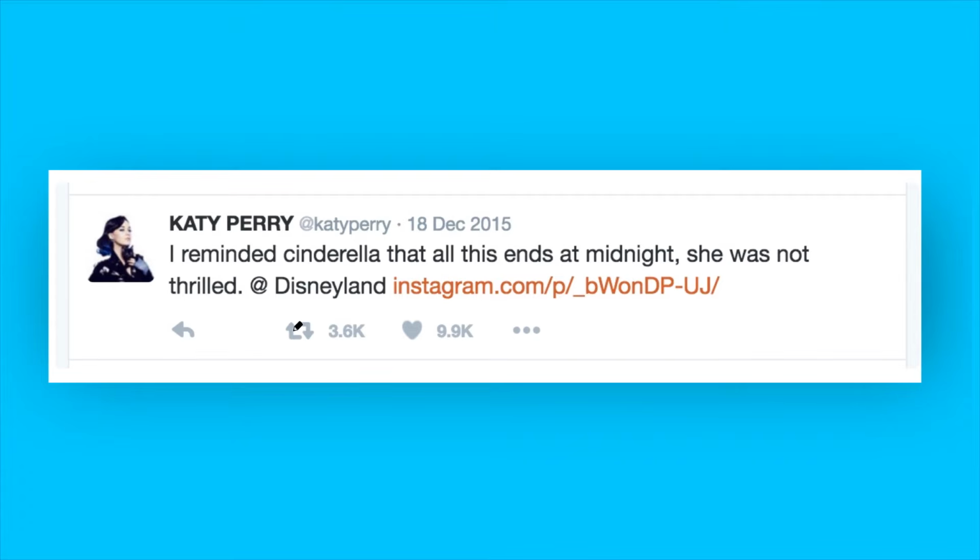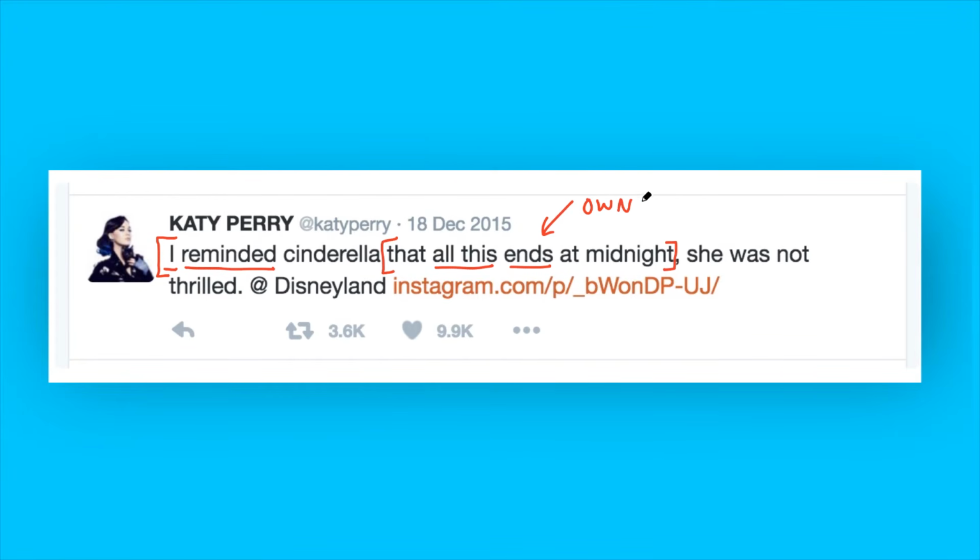Okay, so we're going to take a look at the first clause here that we have, which is I reminded Cinderella. So you see I is our subject, reminded is our verb, and Cinderella is our object. And then we have another clause that's attached onto that that's actually a dependent clause. It's that all this ends at midnight, and all this is our subject and ends is our verb. But together, that dependent clause that starts with that and the independent clause that starts with I reminded Cinderella essentially function as what could be a standalone sentence, right?